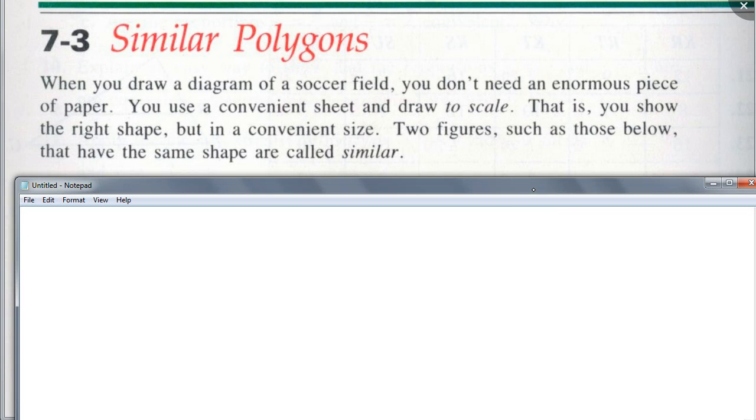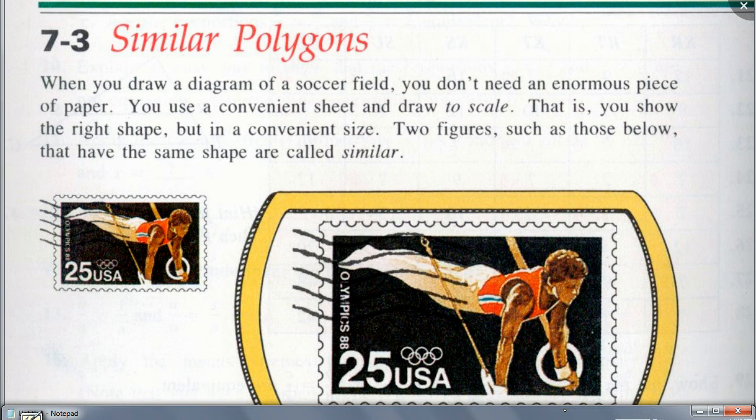Okay, everybody listen now. When you draw a diagram of a soccer field, you don't need an enormous piece of paper. You use a convenient sheet and draw the scale. You show the right shape, but in a convenient size. Two figures such as those below that have the same shape are called similar. So here, you see, these are similar figures.